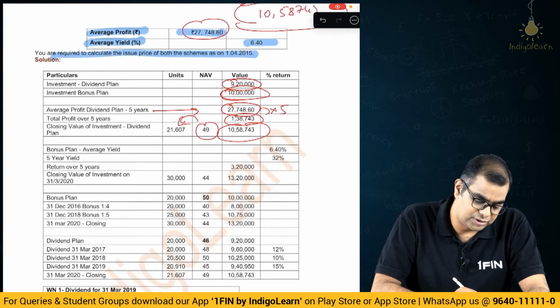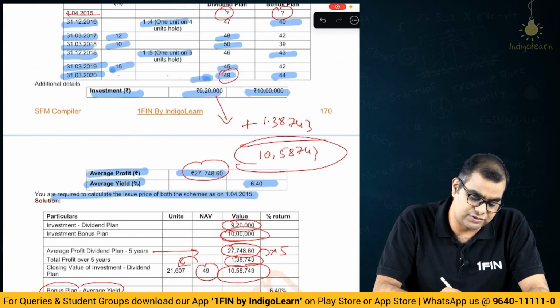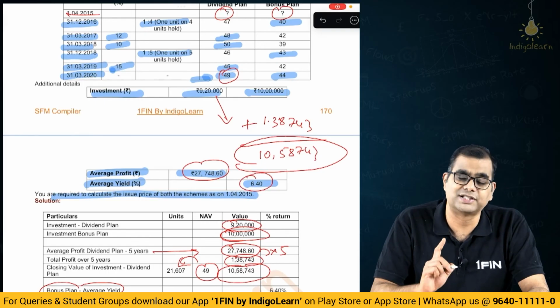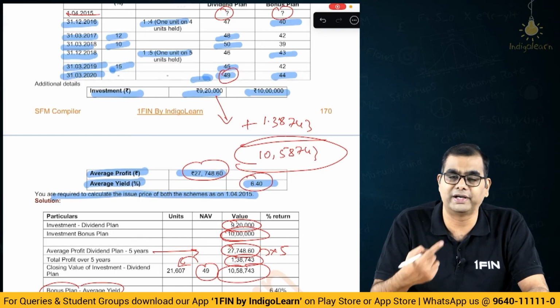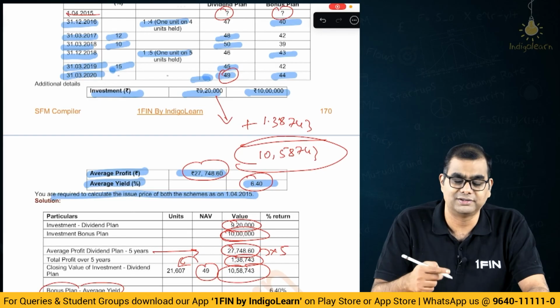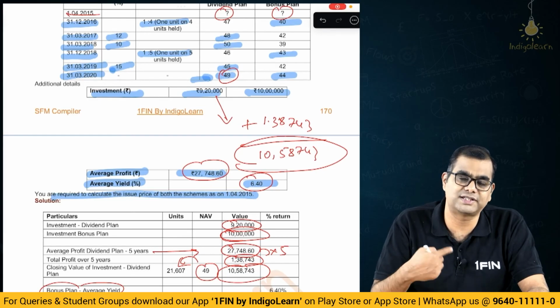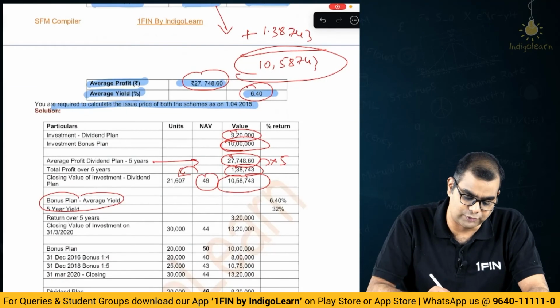Same way for the bonus plan, the average yield is how much? 6.4%. What they said is 6.4% over 5 years. So per year it is 6.4, so for 5 years it is 6.4 into 5, which works out to 32.